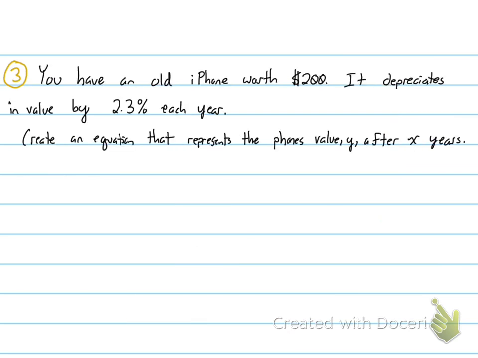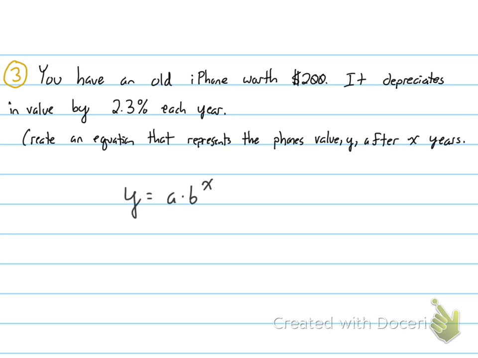In our next example, I'm going to be depreciating in value, so I'm going to be decreasing. So in example number 3, you have an old iPhone worth $200. It depreciates in value by 2.3% each year. We're going to create an equation that represents the phone's value, y, after x years.